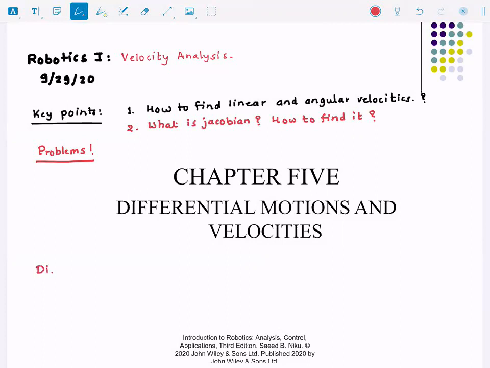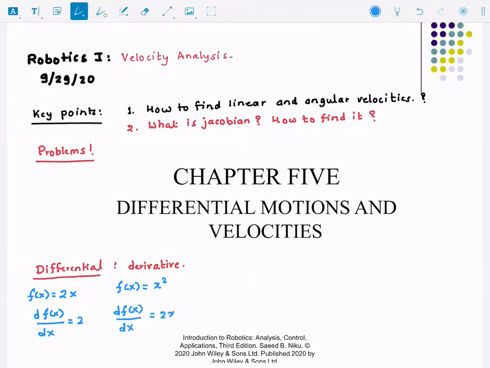So the first thing is, what do I mean by differential? Differential, if you loosely look at the definition, is nothing but the derivative. So for example, you must have seen that if f of x is 2x, then df of x by dx is equal to 2. Or for that matter, if f of x is equal to x squared, and you want to find out df of x by dx, which is the derivative, it is 2x.